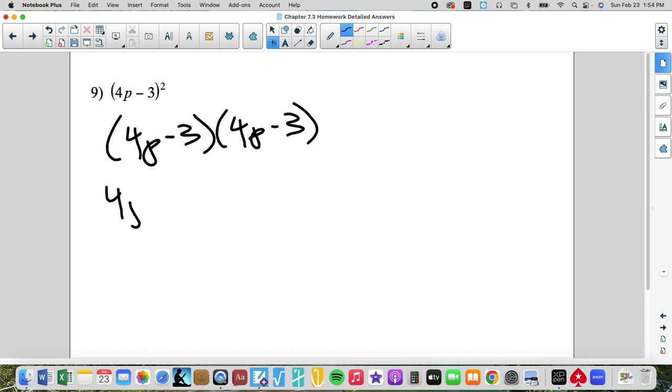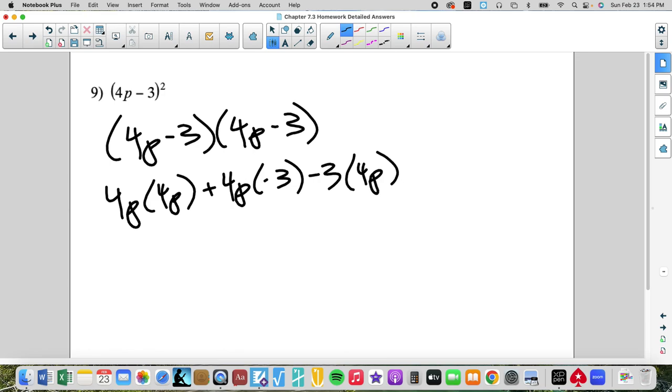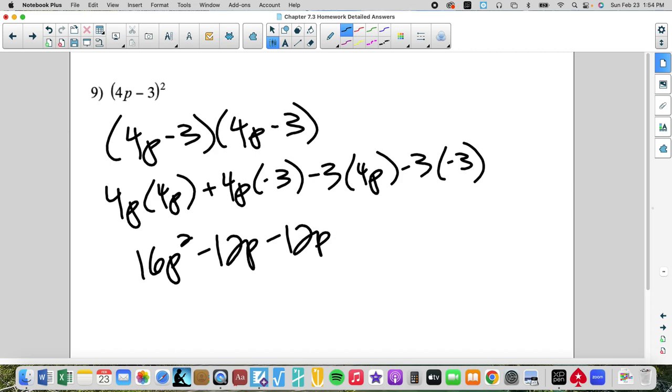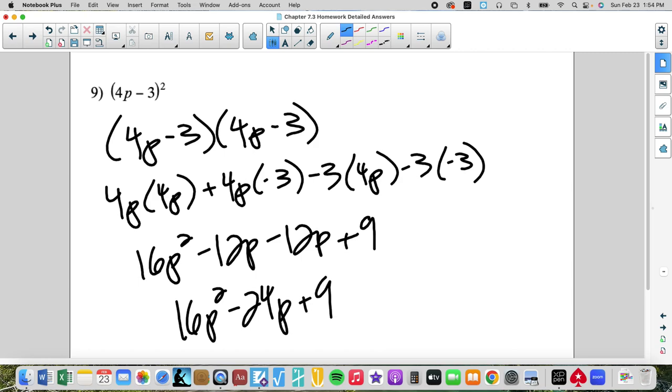There's no rush here. 4p minus 3 times 4p minus 3. 4p times 4p plus 4p times negative 3 minus 3 times 4p minus 3 times negative 3. 4p times 4p is 16p squared minus 12p plus 9. 16p squared minus 24p plus 9.